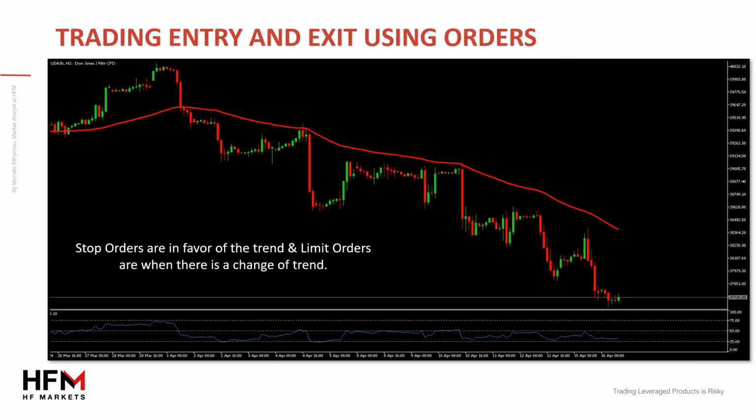So in regards to pending orders, there's two types. There's stop orders, which are basically when you're going to trade in favor of the trend. And then there's limit orders when you're going to trade the change of trend. I've got some questions here as well, so let's quickly answer these.